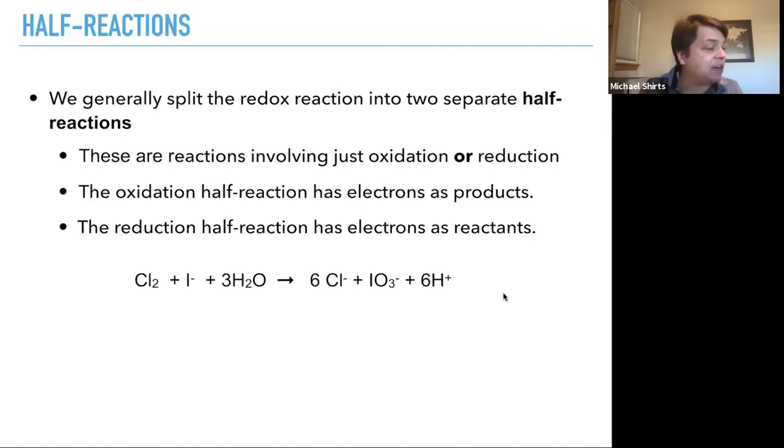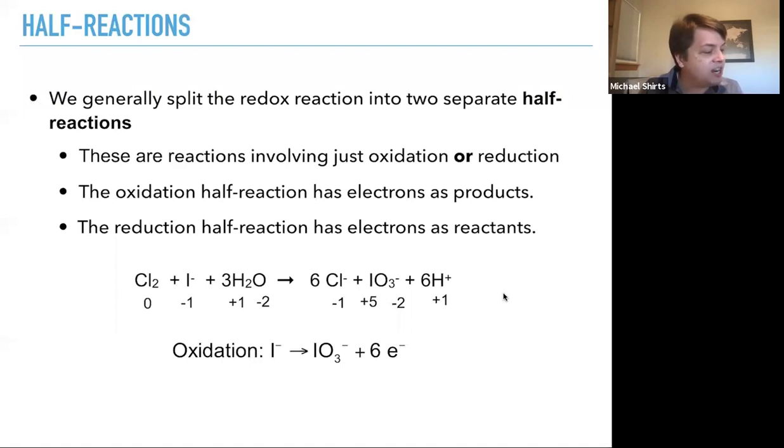Here, for example, we've got chlorine plus iodide plus 3 H2O, and we get a redox reaction where we get 6 chloride ions plus iodate ion plus 6 hydrogens. In this case, the chlorine starts at 0 and goes to -1. The iodide goes from -1 all the way to +5. The water and the oxygen don't change oxidation state, but changing the molecules they're part of is necessary to create the stable final products with the oxidation states they have.